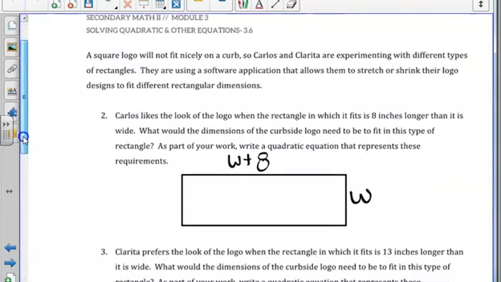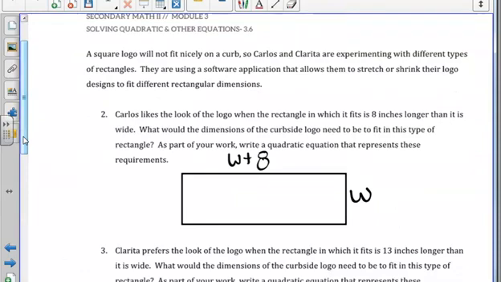Carlos and Clarita realize that a square logo will not fit nicely on a curb, so they start experimenting with rectangles such as the one shown. Carlos likes the look of the logo with a rectangle in which it is 8 inches longer than it is wide. Therefore, we can label the sides of the rectangle as W for the width and W plus 8 for the length, being 8 inches longer than the width.